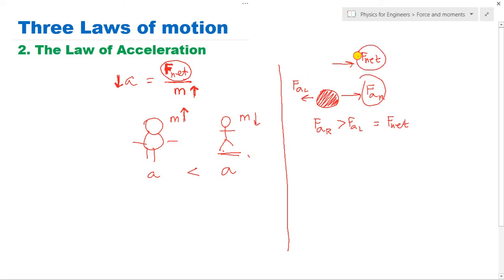So remember, class, that the direction of your net force will follow the direction of the bigger force on your object, or the direction of your net force is also the direction of your motion. So, class, the direction of your net force is the direction of your motion. That's the second law of motion.